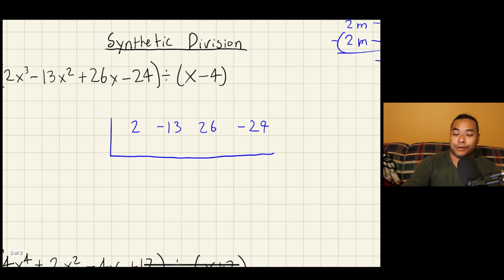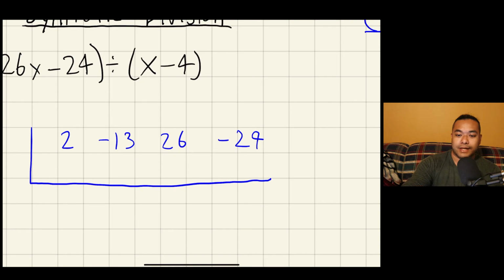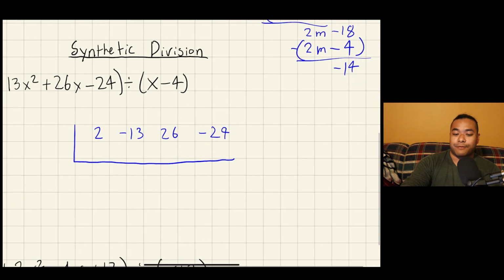And the only other step we need to do is take my divisor, x minus 4, and find out what I'm going to write here on the outside. It's not going to be x minus 4. I'm going to take x minus 4, set it equal to 0, solve for x.